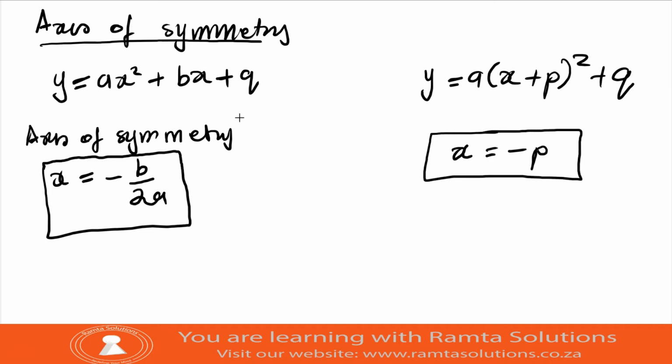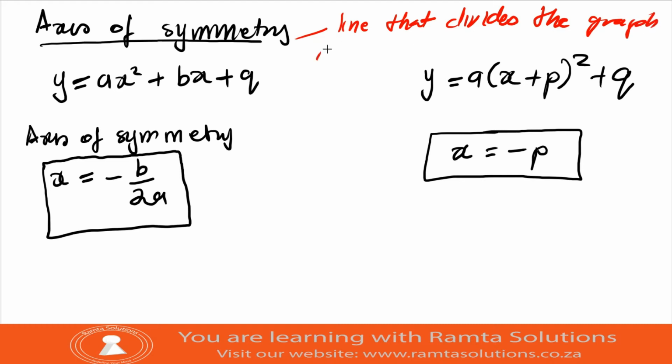Okay, when given your function in this way, x will be negative p. So maybe I had forgotten something. Axis of symmetry is a line that divides the graph into two equal halves. Okay, into two equal halves.